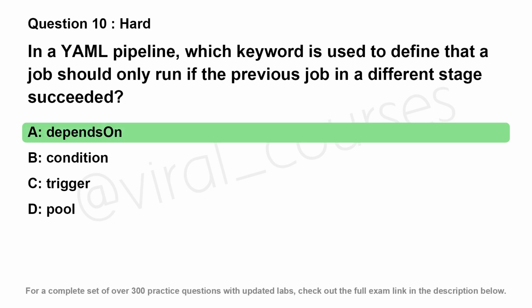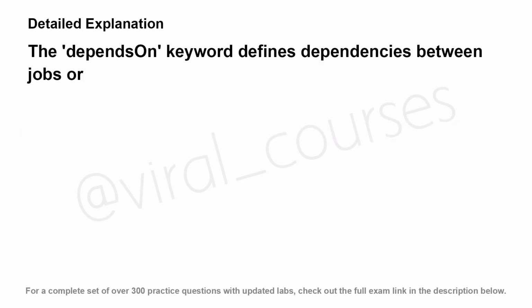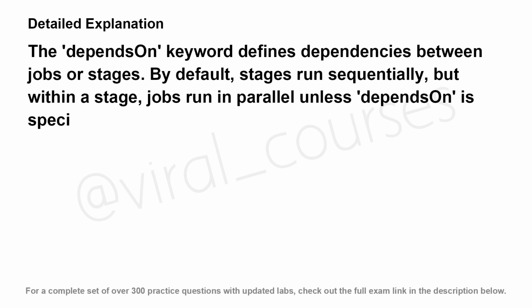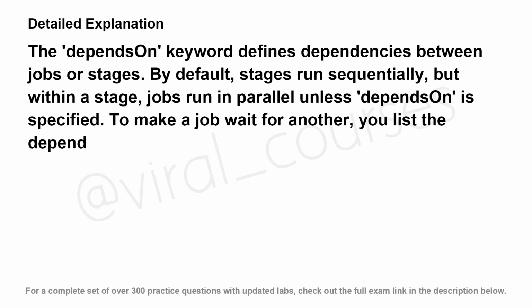The correct answer is A. The dependsOn keyword defines dependencies between jobs or stages. By default, stages run sequentially, but within a stage, jobs run in parallel unless dependsOn is specified. To make a job wait for another, you list the dependency job's name in this field.